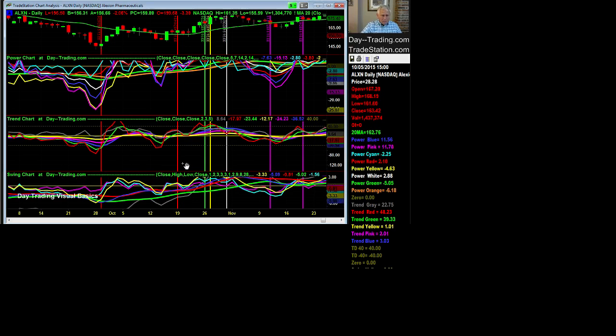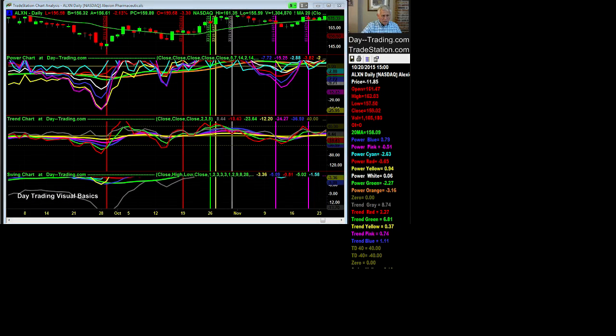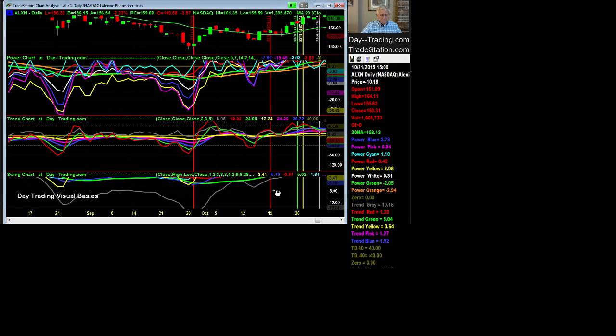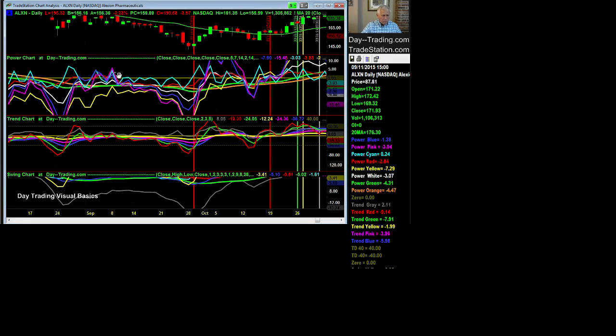Okay, now I've got another comparison that I want to show you here. This is the swing gray. I've told you that it's a deep cycle indicator. You can't tell that so much with your power blue and pink in this case, because the power blue and pink are above zero here, and they're just kind of going down. They're mixing in amongst the other lines, and you don't get the feeling for it until they actually cross over the zero maybe, or cross over the power green and orange.